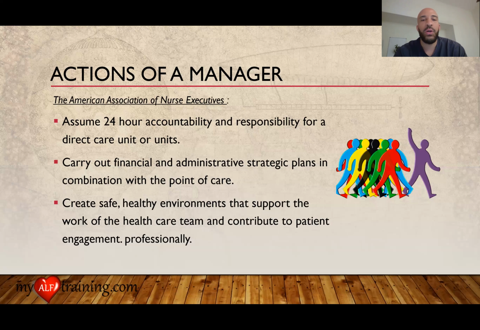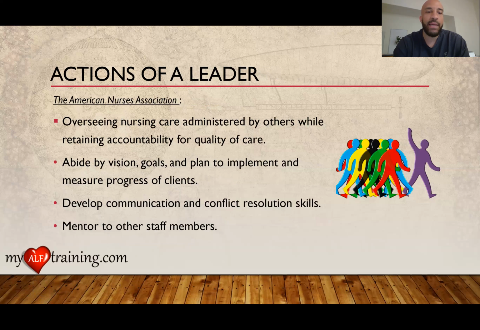So they're more concerned with administrative actions, supervision, and finances for the unit. And also creating safe, healthy environments that support the work of the healthcare team. And this will essentially affect the patient. So this is very important as well for a manager. This is a leadership-like action that managers take, but it's not quite the same as what we have here for a leader.